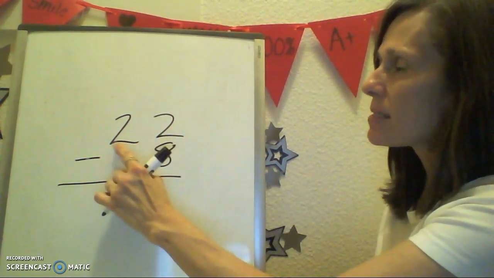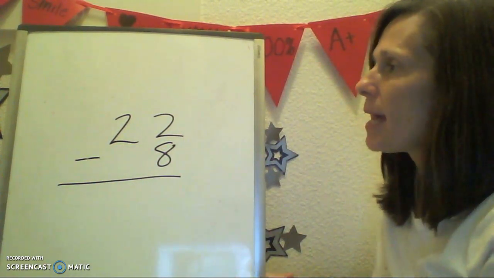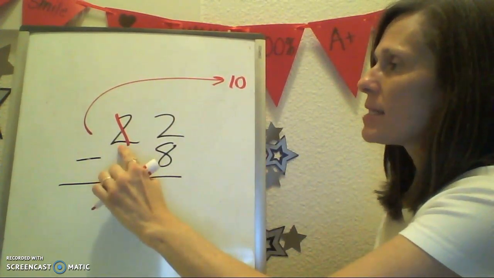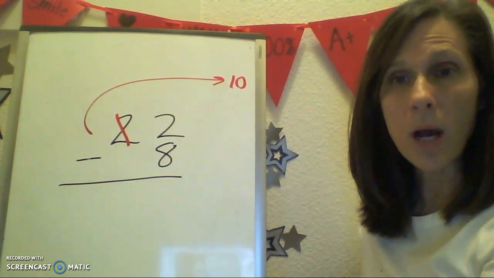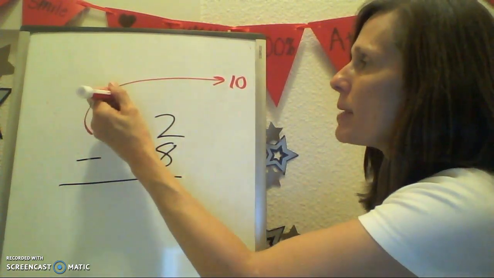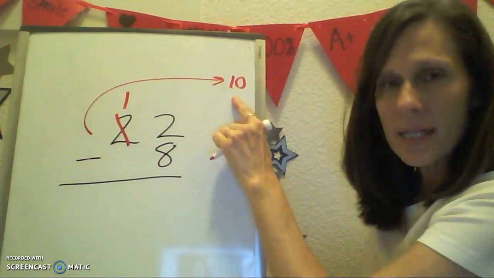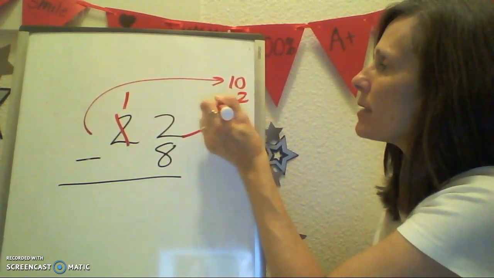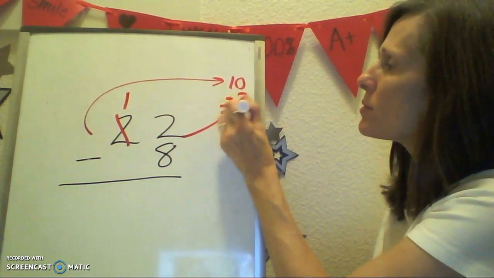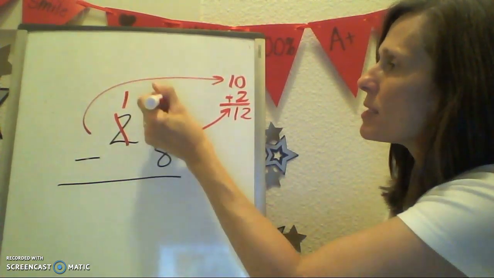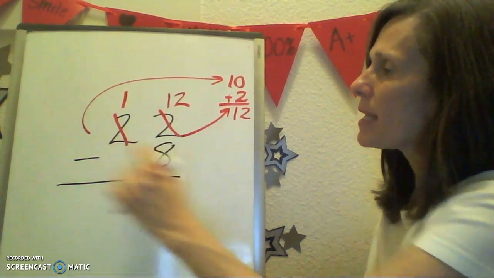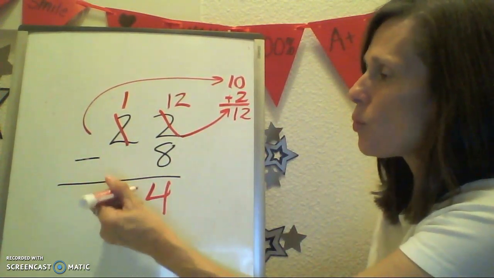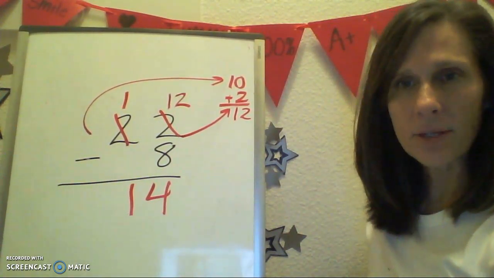So the 2 asks this 2 for a set of 10. This 2 says, here's your set of 10. Because this 2 just gave up a set of 10, it's 1 less, so this 2 now becomes a 1. Who asked for a set of 10? This 2 here did. So this 2 gets together with the set of 10, and 10 plus 2 equals 12. So this 2 turns into a 12. 12 take away 8 equals 4, and 1 take away nothing is just 1. So the final answer is 14.